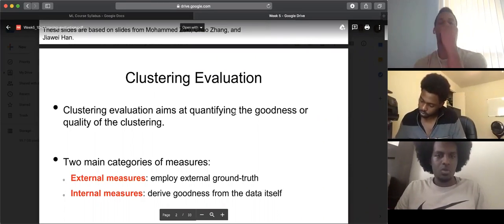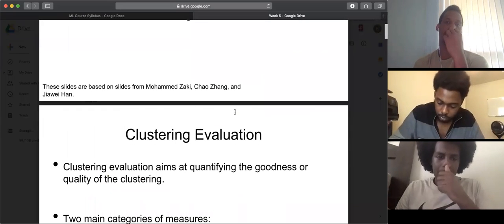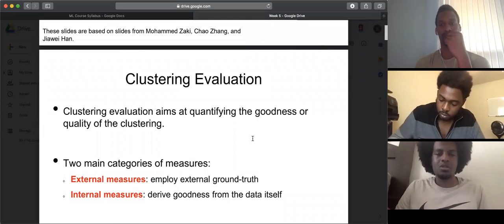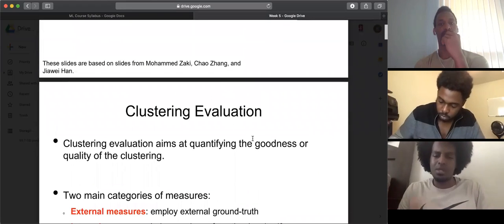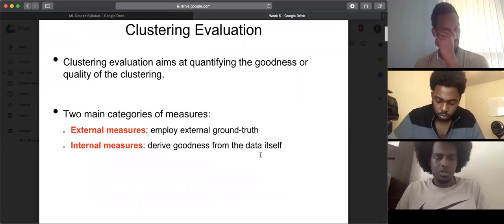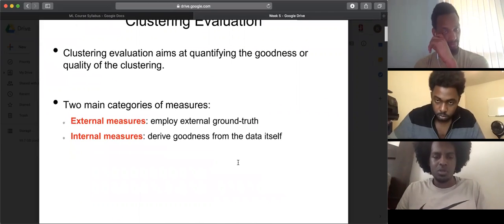All right, so now we're talking about cluster evaluation. Cluster evaluation is basically producing metrics that aim at quantifying the goodness or the quality of your clustering. So there are two main categories of measures: external measures and internal measures.